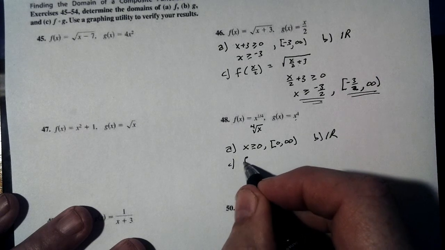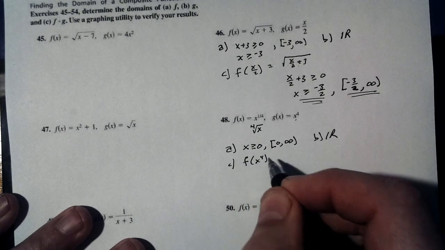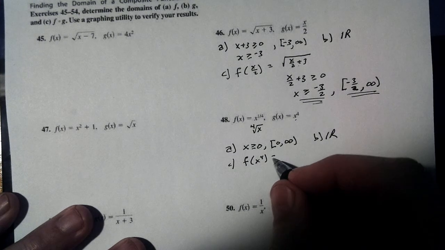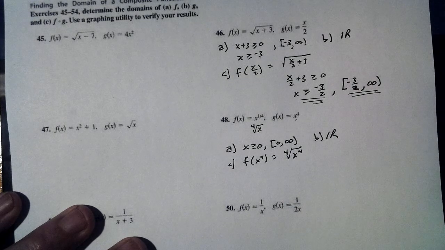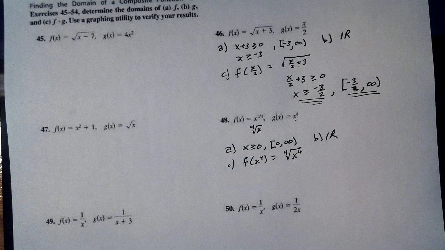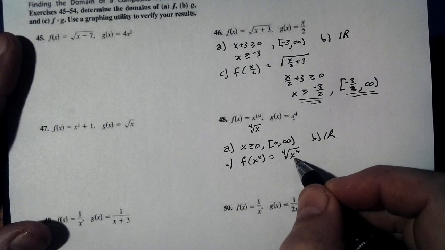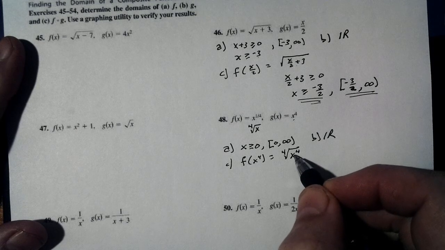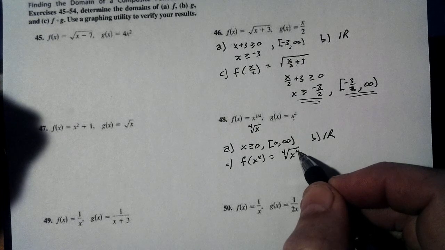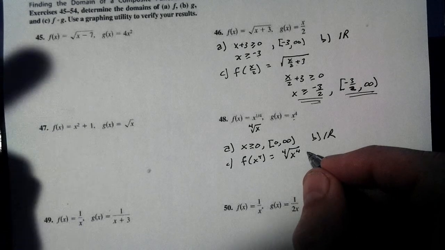For C, I want f of g of x as domain, so that's f of x to the 4th, which is the 4th root of x to the 4th, and you want to talk about sneaky right here. The 4th root of x to the 4th, we would love to say it is x. But x might be a negative number. And if x is a negative number, a negative number to the 4th power becomes a positive number. 4th root of a positive is positive. So this is the positive version of x.